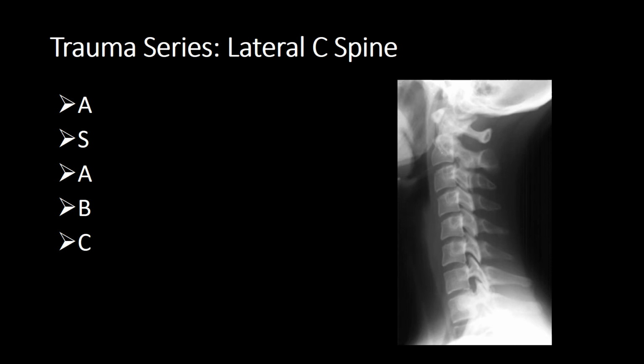A is alignment. So we run down our anterior vertebral line, which runs between the anterior tubercle of C1 and the dens, and runs down the anterior vertebral bodies. You may get slight curvature to the vertebral bodies. This is normal and must not be misconstrued as malalignment. So we have a normal anterior vertebral body line.